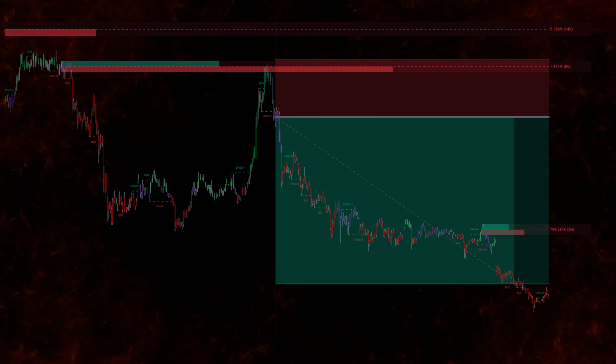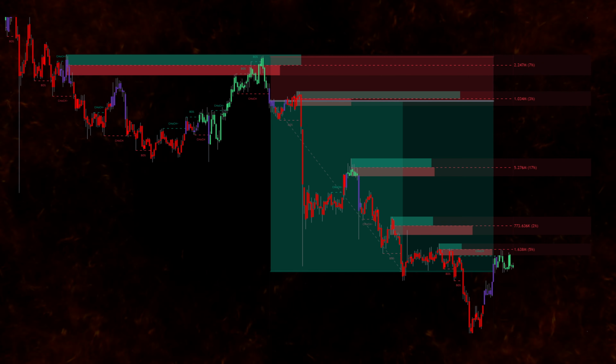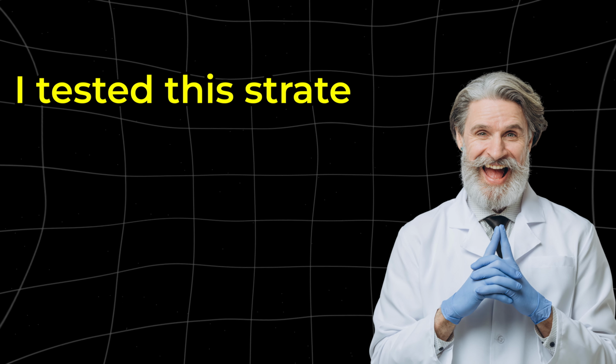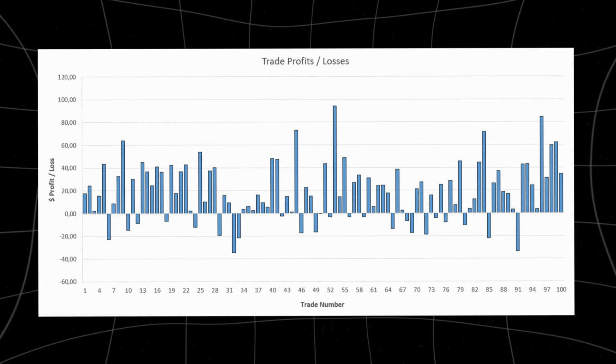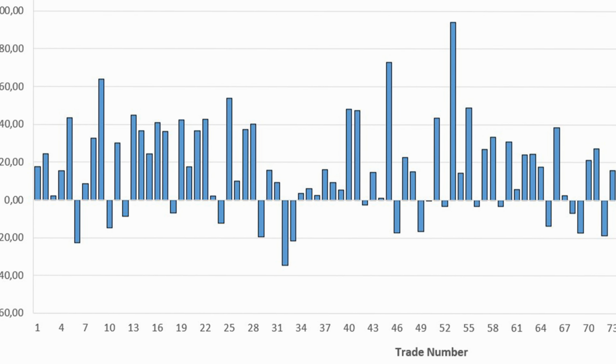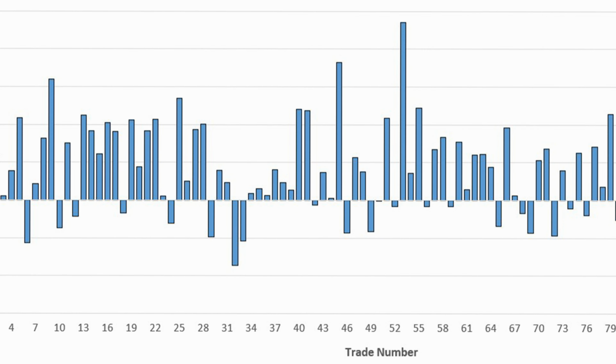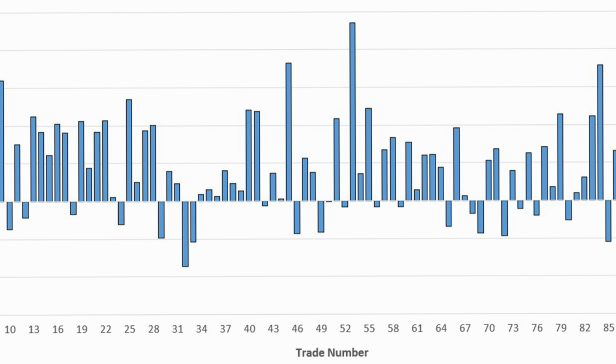Imagine the potential profits you could achieve with such a versatile strategy. I have tested this strategy 100 times manually on the FTM USD 1-hour chart, and here are the results. I started trading with a $5,000 account balance. Depending on volatility and the session, I use 5 to 10% of my account per trade.